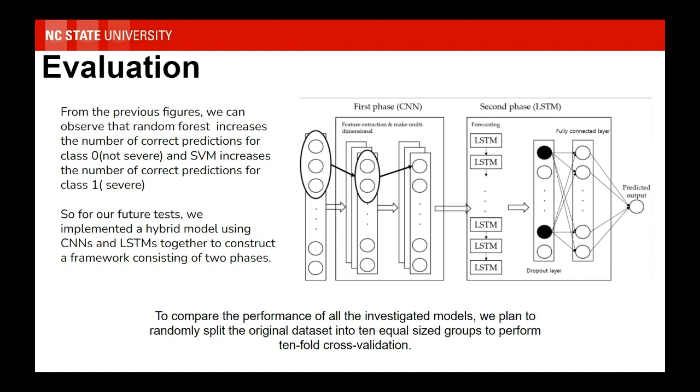The first function of the CNN layer is to extract the features of the data, and the second function is to transform the one-dimensional feature data into a multi-dimensional dataset by using the output of the CNN as an input to the second phase, LSTM. The results are output through the dropout layer.